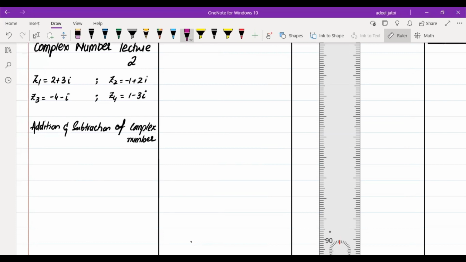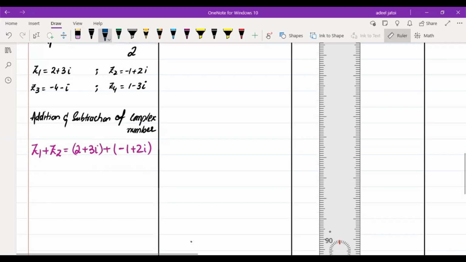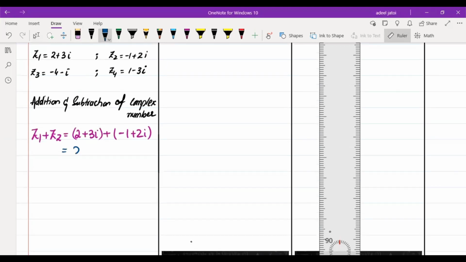Let's say adding up Z1 plus Z2. So 2 plus 3 iota plus minus 1 plus 2 iota. So this will be 2 minus 1 plus 3 iota plus 2 iota. So the end result we will have is 1 plus 5 iota.